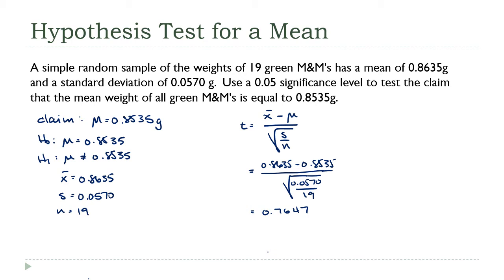So next, I need to calculate the p-value. Now, our alternative hypothesis is not equals, so I'm looking for values both above and below the claimed value, which makes this a two-tailed test. So the probability I need is the probability the absolute value of t is greater than 0.7647, so that I get both tails. Going to Excel or a table or whatever method you prefer to calculate probabilities, this comes out to 0.4543, and this is greater than our alpha value, which tells me that the likelihood of the variation that we're seeing being caused by chance is pretty high, or at least higher than our tolerance level. So we won't reject the null hypothesis.